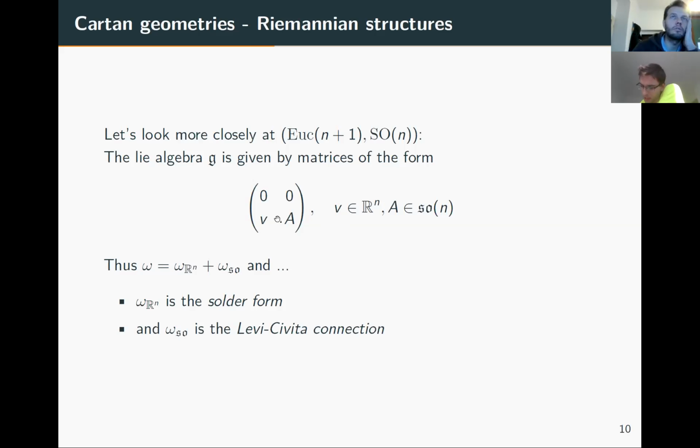And what was this Cartan connection? It was a one-form valued in this Lie algebra, so you can just project onto these two parts. I call them omega Rn and omega SO. And it turns out that omega Rn is the so-called soldering form, and this omega SO is actually given by the Levi-Civita connection.